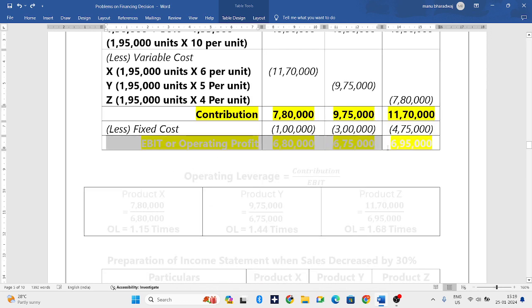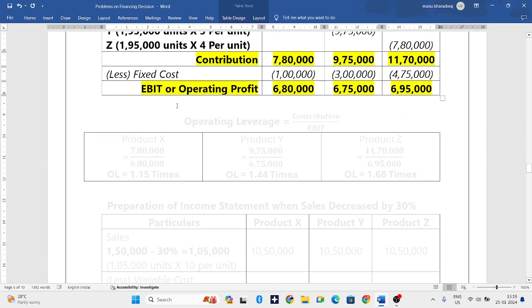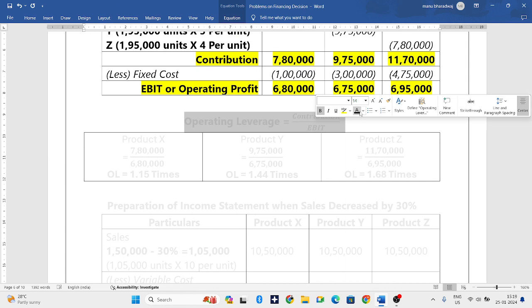Contribution minus fixed cost gives us operating profit or EBIT. 7,80,000 minus 1 lakh is 6,80,000. 9,75,000 minus 3 lakh is 6,75,000. 11,70,000 minus 4,75,000 is 6,95,000. Now we need to find the operating leverage for these.